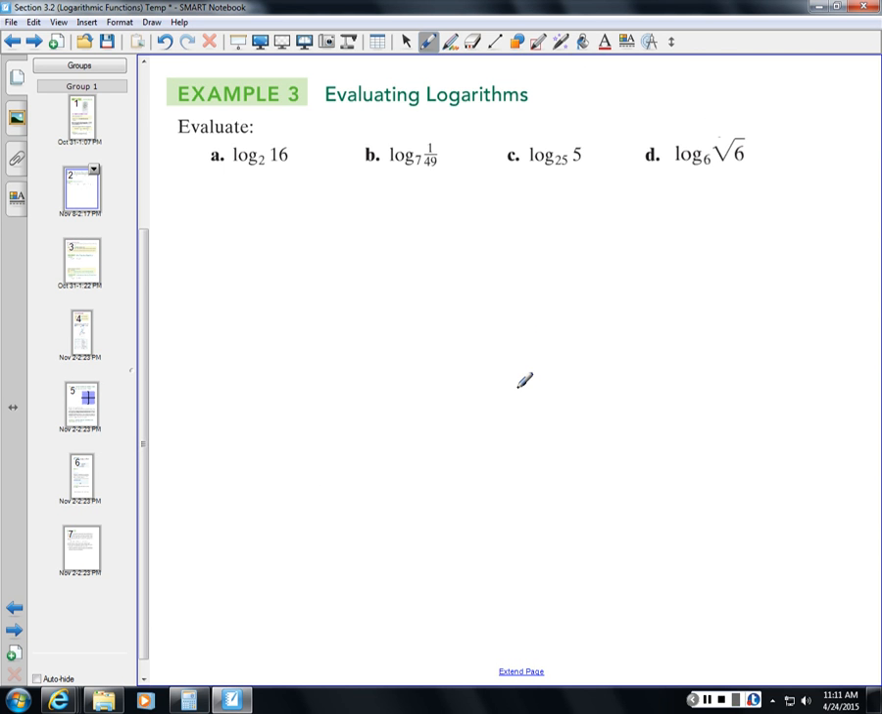So for instance, looking at example A here, we have log base 2 of 16. And we can't just plug that in a calculator because the log button on your calculator is programmed for base 10, which means that with a base of 2, we can't just plug this into a calculator. So we can evaluate it. In other words, we can find out what log base 2 of 16 is actually equal to. If they want me to evaluate, they're saying, okay, what is this equal to?